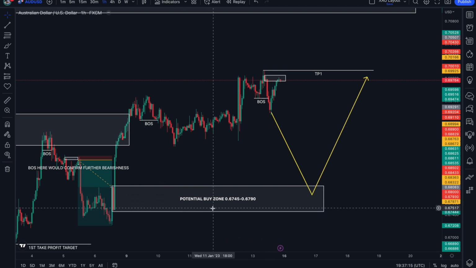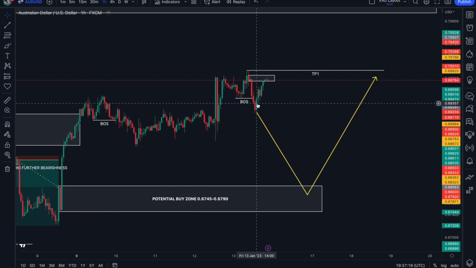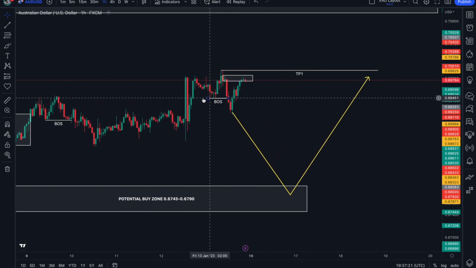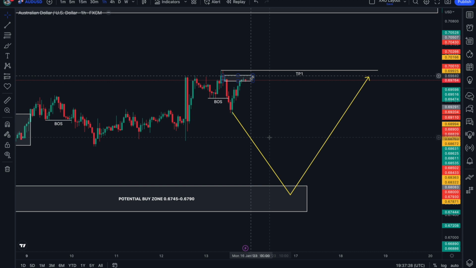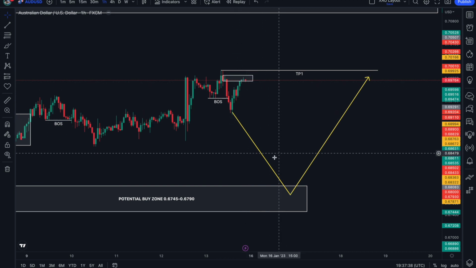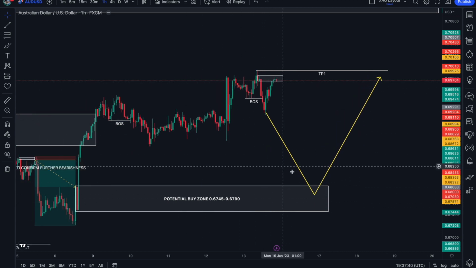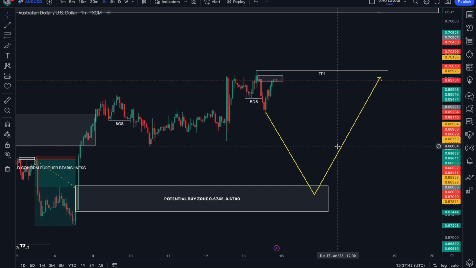So if you've not got this potential buy zone highlighted out, I definitely recommend you do so. We have been delivered with a break of structure to the downside on the 1 hour time frame, and we are now seeing price react well to this supply zone that I've got highlighted out here. So I want to see price continue to break us down into this potential buy zone, and then we can look to get introduced in those buy positions.